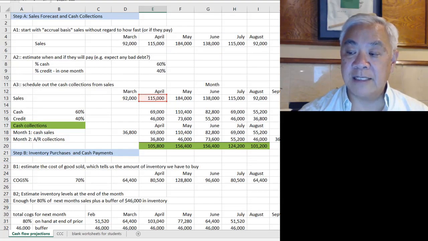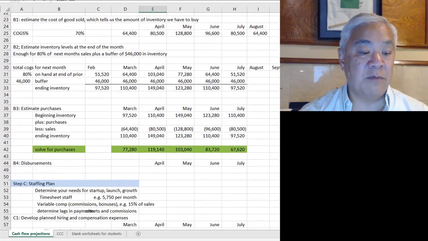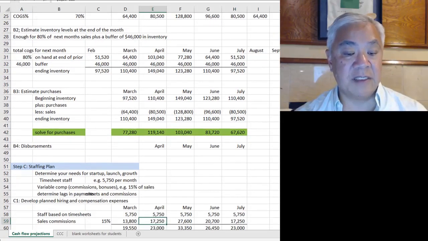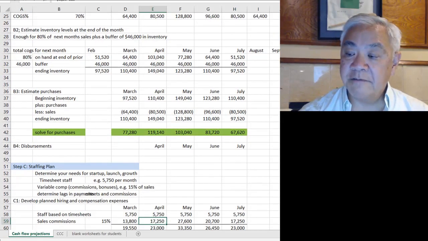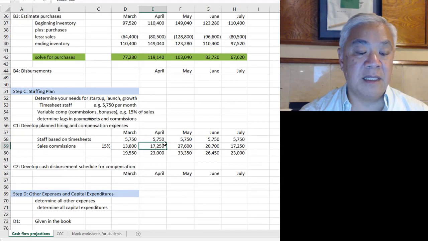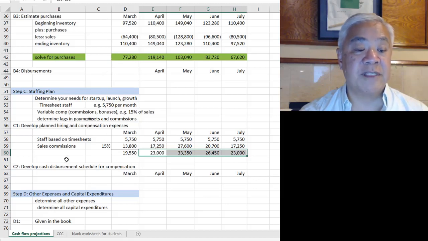So we're forecasting that our staffing costs will be a combination of a fixed portion, the $57.50, plus the commission portion to get this. So again, this row is important because it is the amount of expenses we expect for staffing.